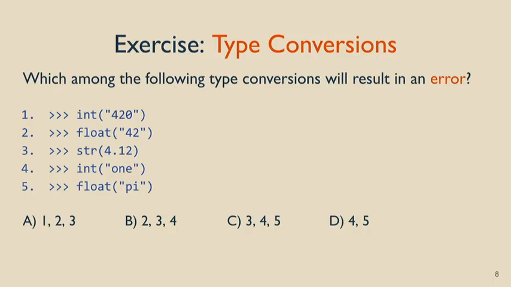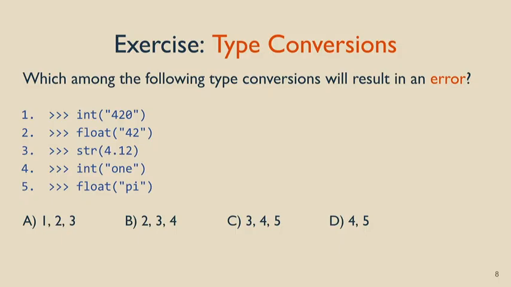All right, so which one of these is going to give us an error? Python's going to get mad at us and say, what are you doing? Why are you giving me this? I can't do this. It's going to give you an error. Which ones will we get an error on? Yeah? 4 and 5. 4 and 5?